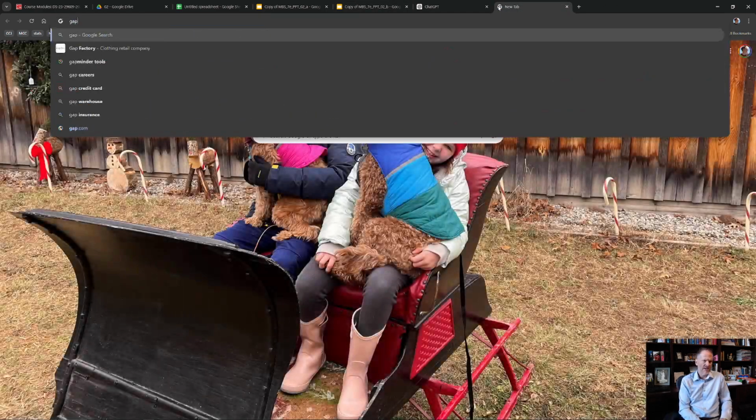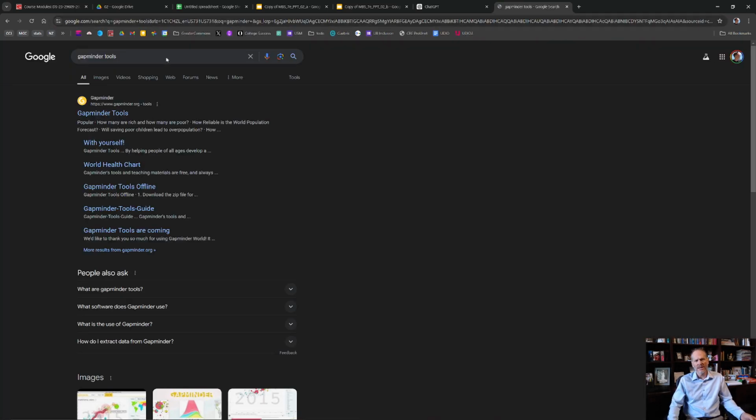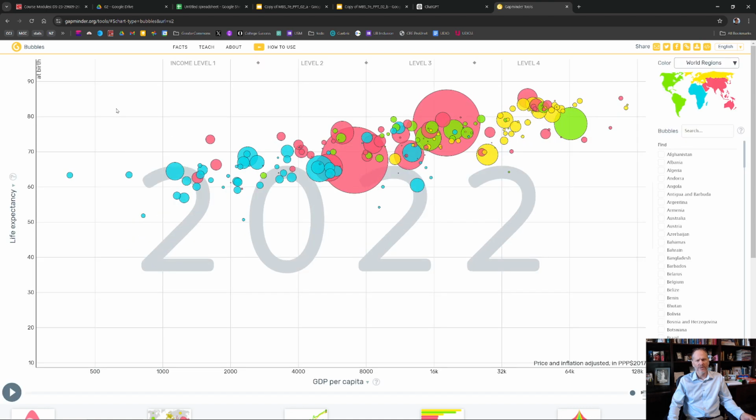One of my favorite examples of this is Gapminder tools. Gapminder tools is amazing. You come in here and go to Gapminder tools, and this is exactly the one we want right here.